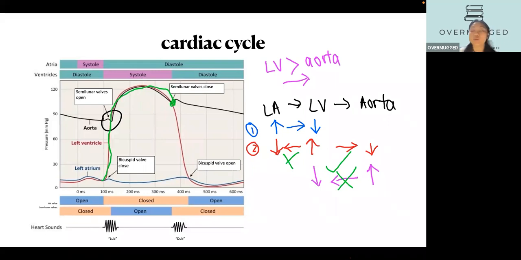It will only be able to start relaxing when the semilunar valve closes and makes sure that no backflow of blood will happen from the aorta back to the left ventricle. Then the left ventricle can relax. So this is one thing that I want you to remember, that ventricular systole lasts until the semilunar valve closes. So that is the main thing about the cardiac cycle. Really straightforward, right? Just use that method to ask yourself a few questions and you know when the valves open and when the valves close.